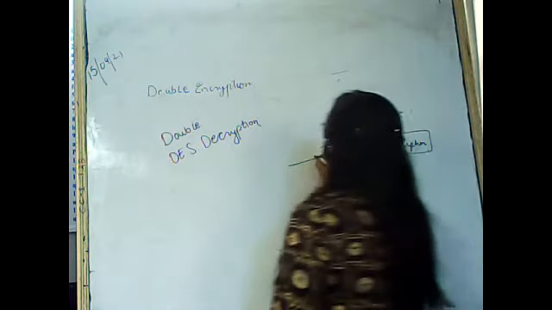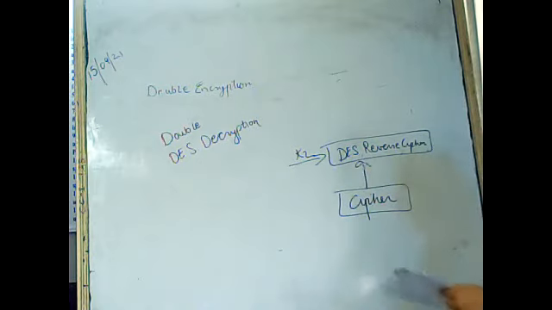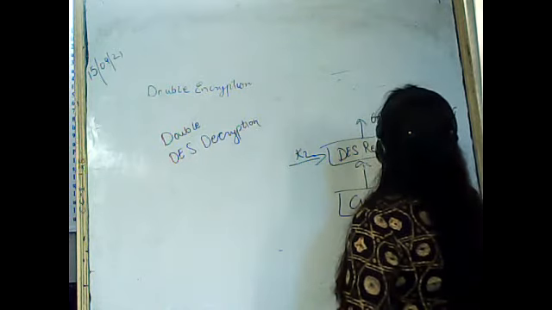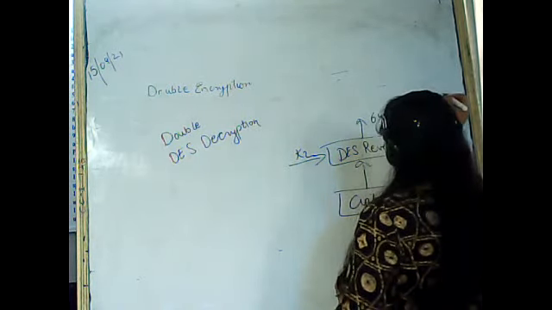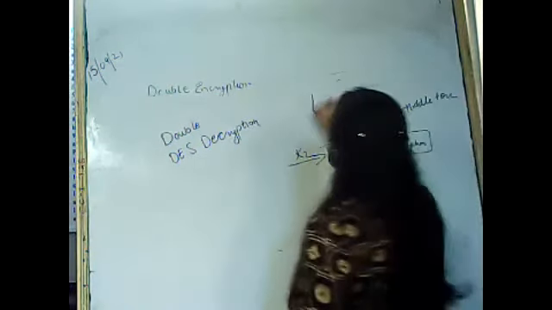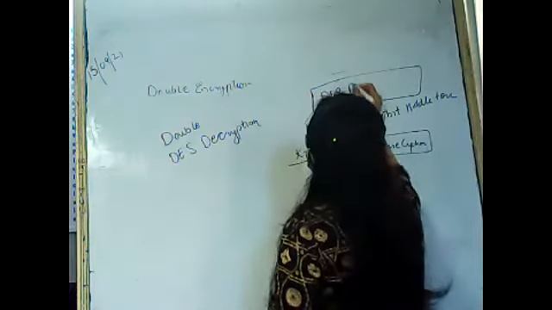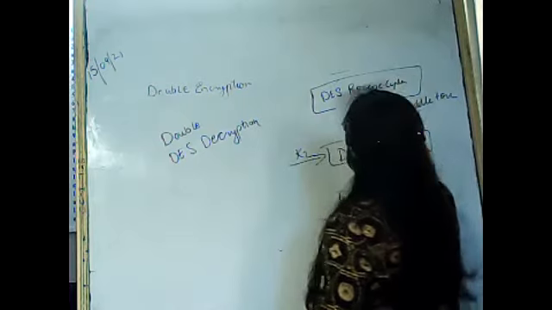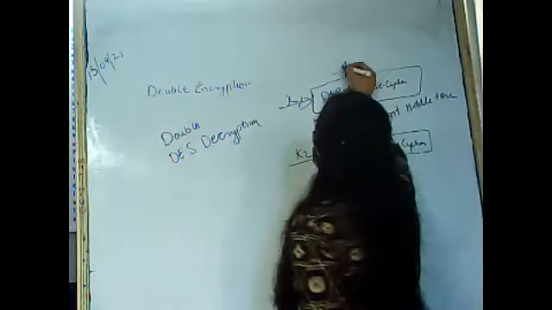How do we apply that reverse cipher? Using K2, and here we get the 64-bit middle text. Again we apply the DES reverse cipher using K1, and finally we get the plain text.